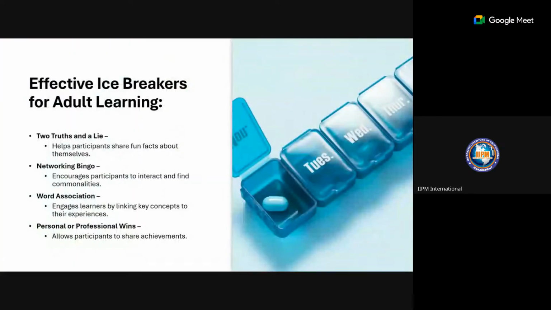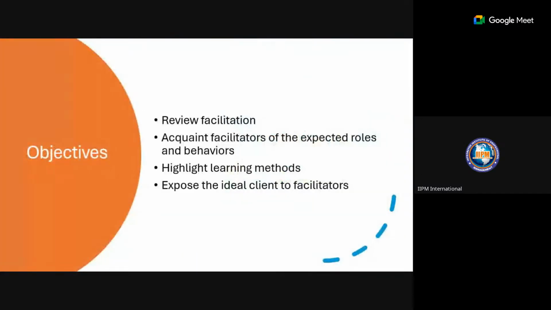Now, in our discussion, we're looking at the objective. We have reviewed what facilitation is all about. We've acquainted ourselves with the expected roles and behaviors of facilitators. We've looked at the different learning or facilitation methods, and we've exposed the ideal client that IIPM is focusing on. With this, we believe you will be able to do better moving forward.